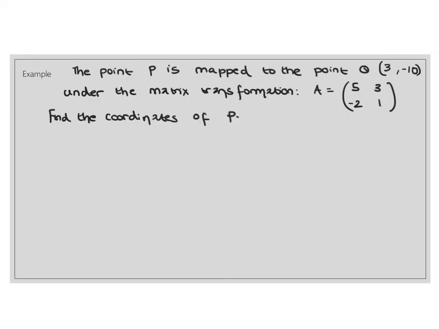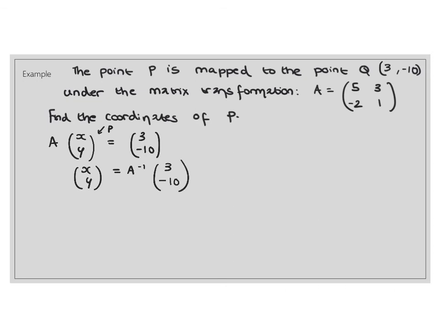So let's have a look at an example of how we can make use of our matrix inverse. The point P is mapped to the point Q under the matrix transformation A. Find the coordinates of P. So we know that A applied to the coordinates of P, x, y, gives us an end result of Q, 3, negative 10. So what we know is that x, y can be found by applying the inverse matrix A to the coordinates 3, negative 10. So how do you find the matrix inverse of A?